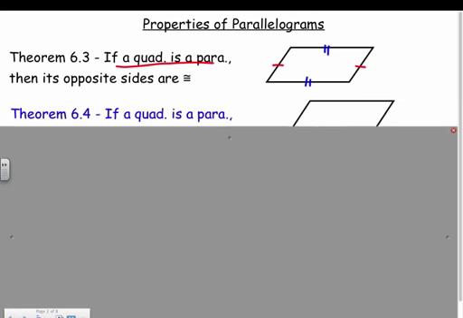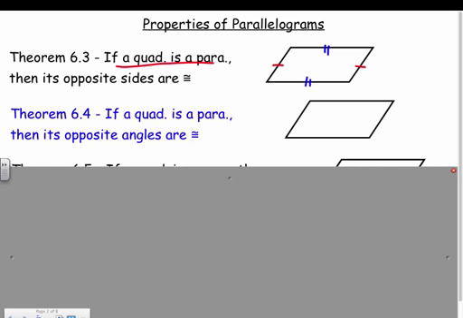There's our first theorem. Our second theorem: opposite angles are also congruent. So if I look at opposite angles from each other, those would also be congruent. Just like that.